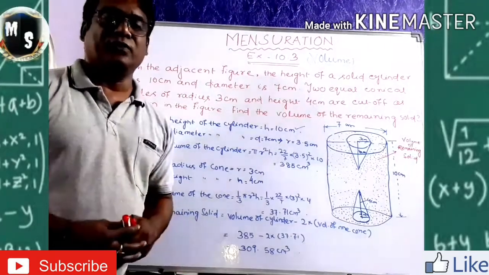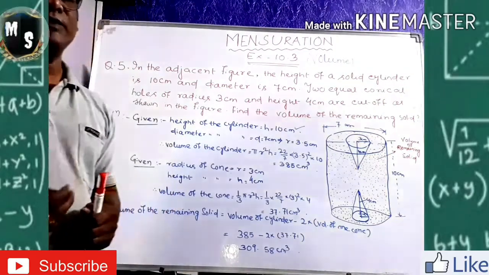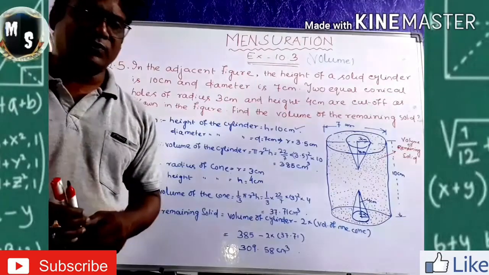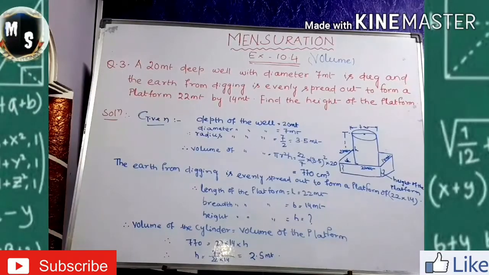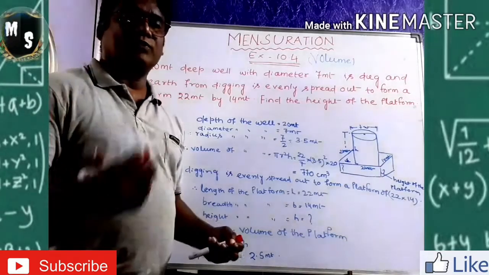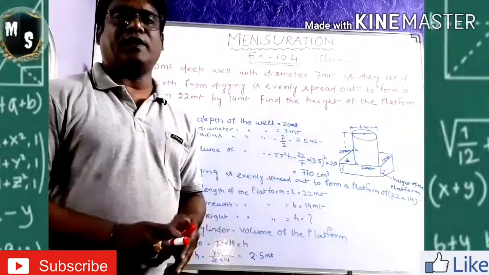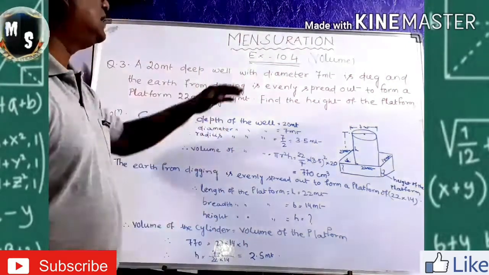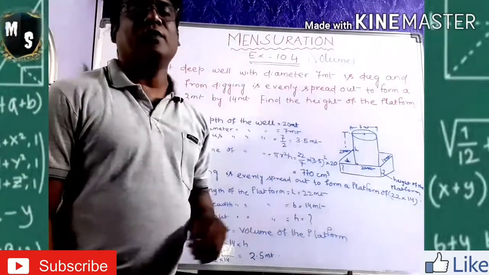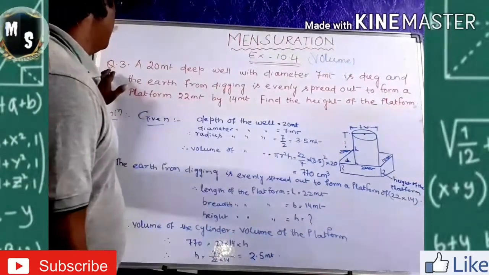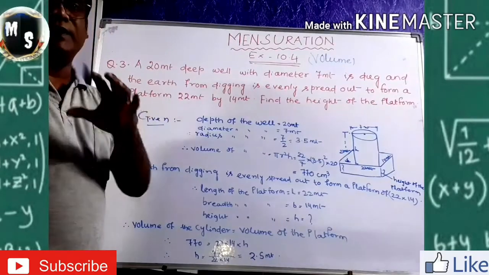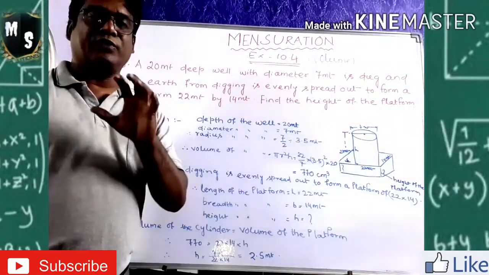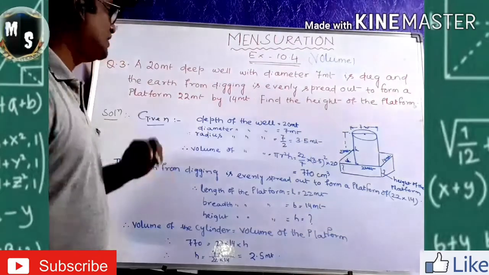Next sum I am going to do will be from exercise 10.4. Let's try exercise 10.4. Okay. Now come to exercise 10.4. I said I will do some sums for exercise 10.4 also. So exercise 10.4 is also dealing with volume, and I am doing question number 3. A little bit tricky question. A lot of times it came in the exam. For that reason, I am going to say it for you.